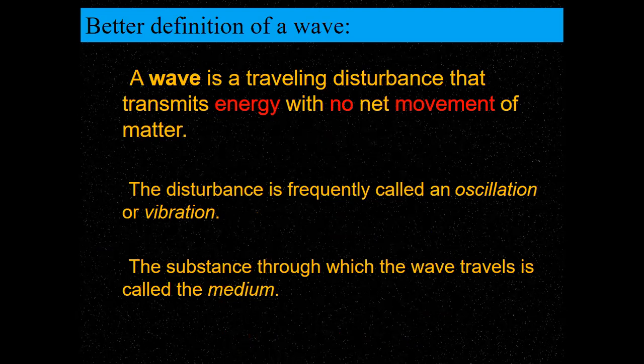Then let's define waves. A wave is a traveling disturbance that transmits energy with no net movement of matter. The disturbance is frequently called an oscillation or a vibration. The substance through which the wave travels is called the medium.